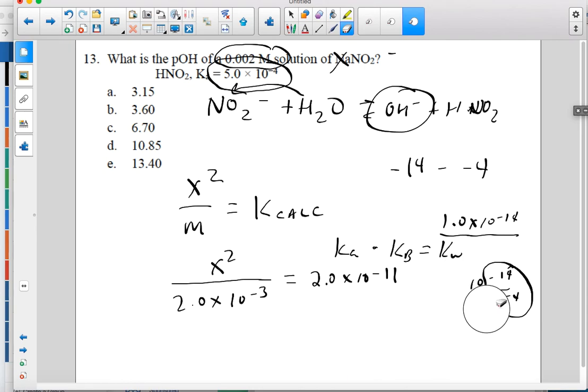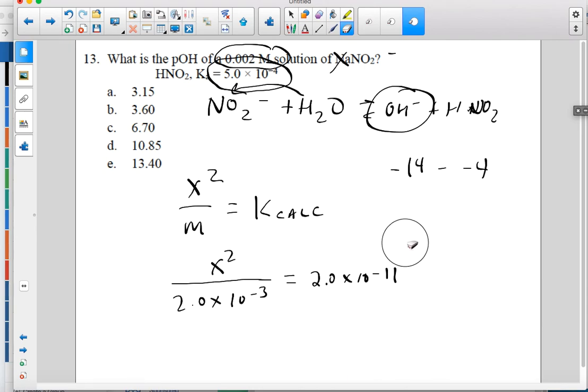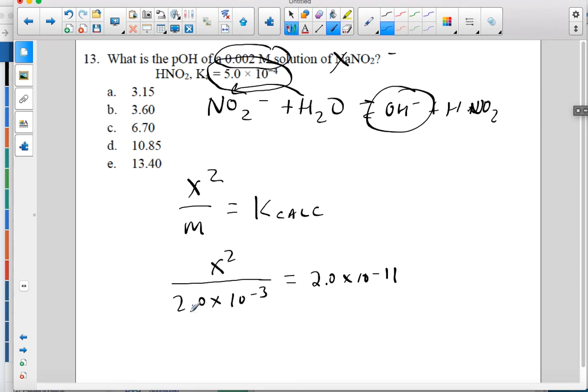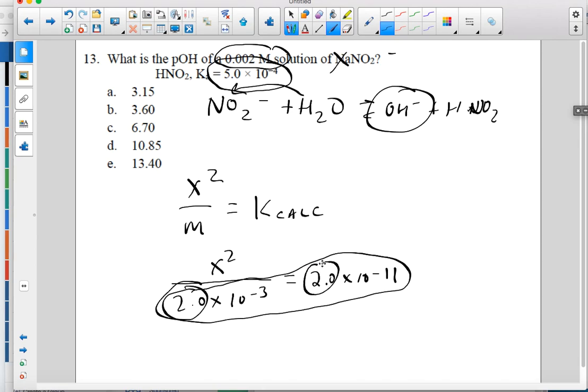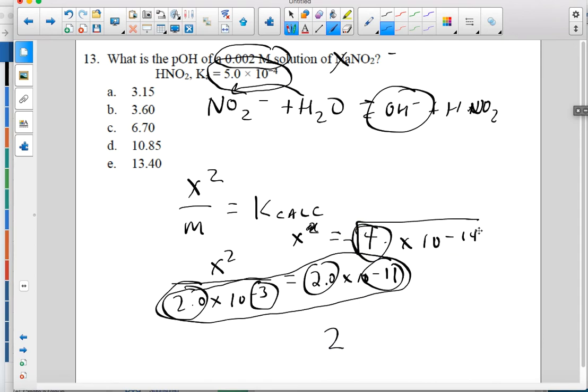I'm going to clean this up real quick because I converted my K. I got my Kb calculated, so it's time to rock and roll. Now, I'm going to multiply in scientific notation. Remember, it's designed to be done pretty easily. 2 times 2 is 4. Negative 3 plus a negative 11, I'm going to get negative 14. That's going to be equal to x squared. So then I'm going to take the square root of that. In scientific notation, if I have to square root something, that's easy. The front number is going to be 2, and when I square root it, I just take half of the exponent.